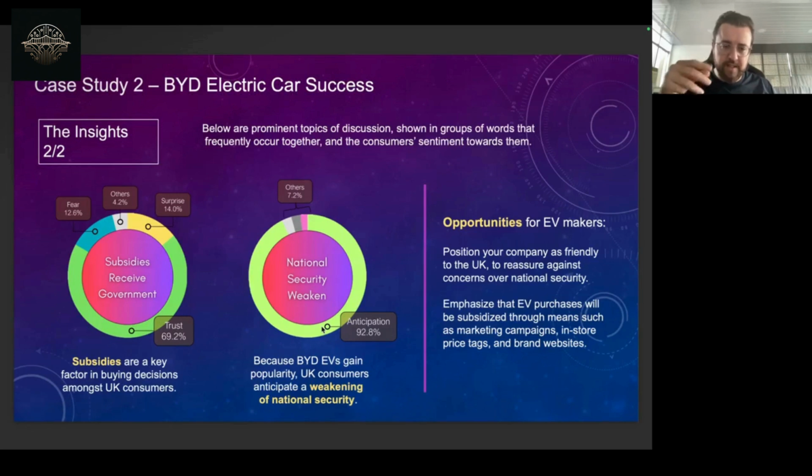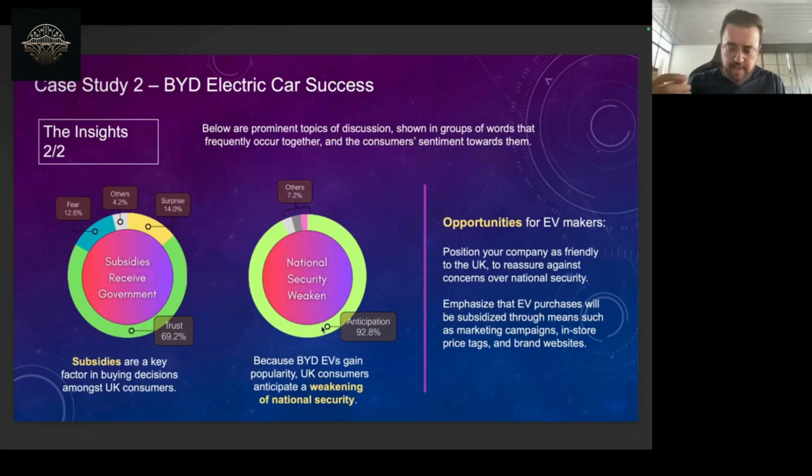Okay, so that tells us that subsidies are a key factor in buying decisions for UK consumers, right? So this is another layer of information you can get using a technology like this. Okay, so you look at that and it is quite clear. Look at this topic. It says subsidies receive government and it's 70% trust.